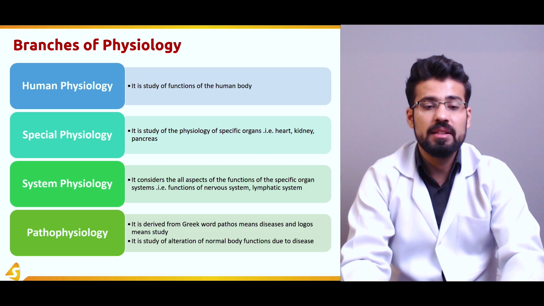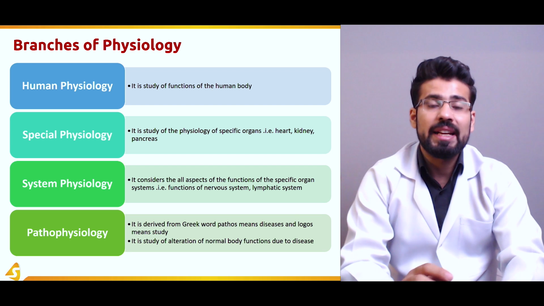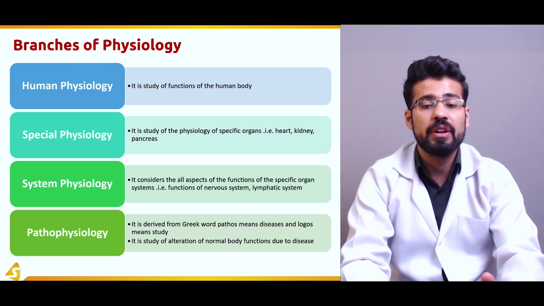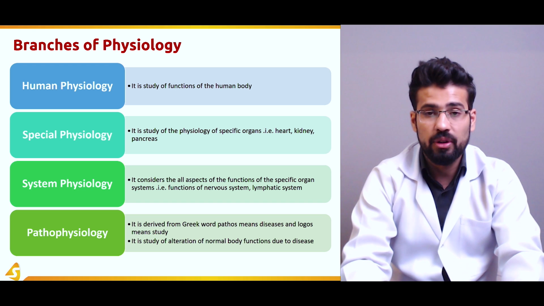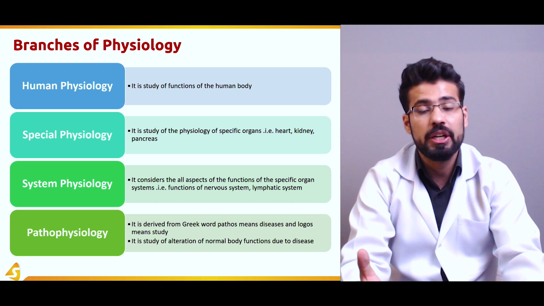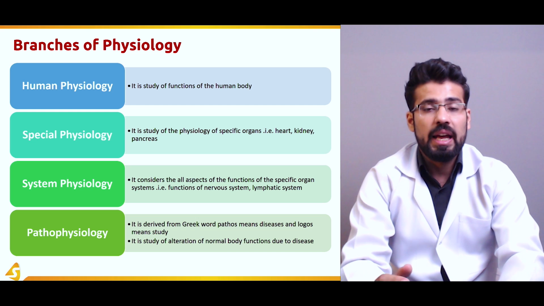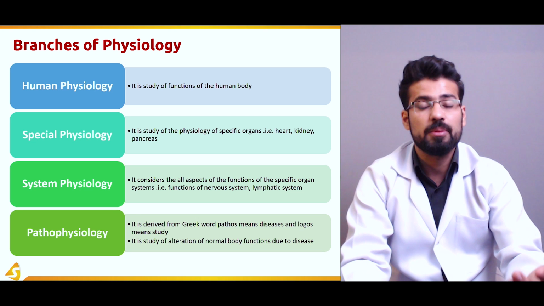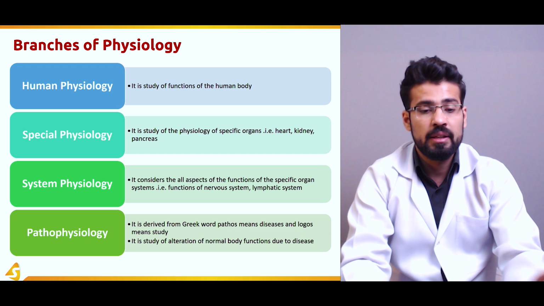Then, moving towards systems physiology, it covers each and every aspect of the functions of a specific organ system. For example, take the nervous system and how that particular system works, along with the lymphatic system, and the digestive system that we discussed in the previous slide.